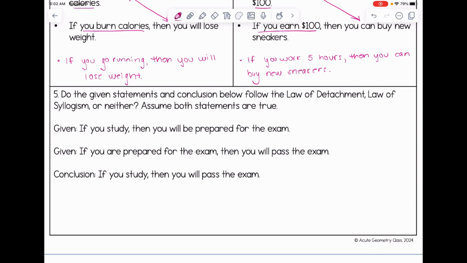Well, I notice the first two givens are both conditional statements. I also notice that the conclusion of the first given is the same as the hypothesis of the second given. So if I were to write a conclusion using the two remaining pieces, I would get, if you study, then you will pass the exam, and that is what we have as our conclusion. This is basically using what we saw in questions 3 and 4, which is the law of syllogism. Hopefully this lesson helped you learn a little bit more about these two laws of logic.